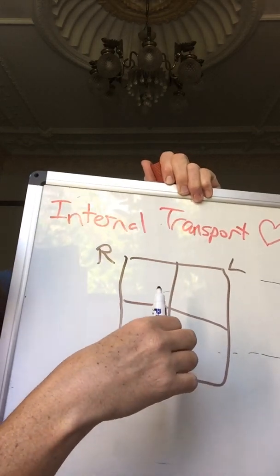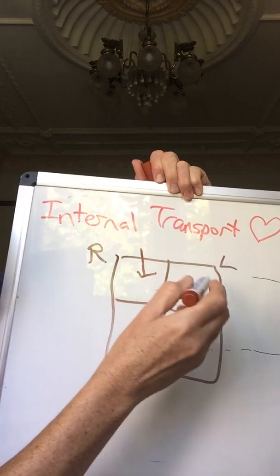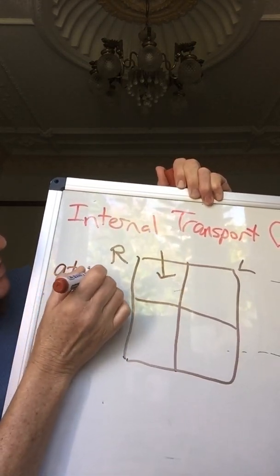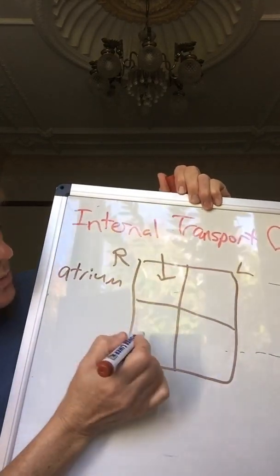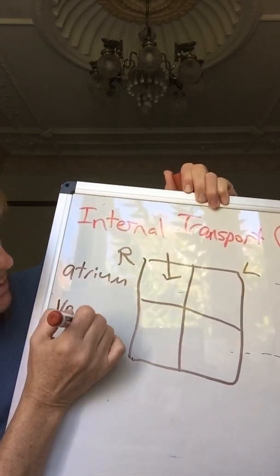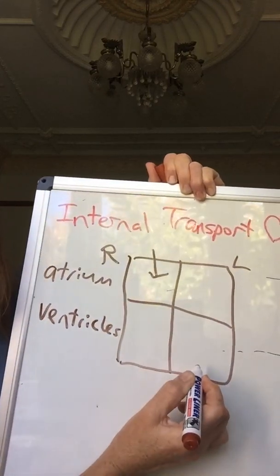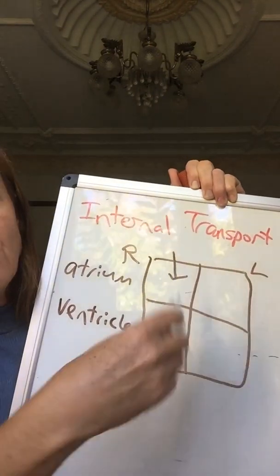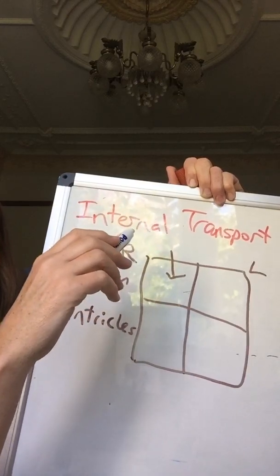So basically what happens is blood comes into one of the top chambers. The two top chambers are called atriums. So there's the right atrium and the left atrium, and the two bottom chambers are called ventricles. So there's a right ventricle and a left ventricle. Blood coming into the right side of the heart has come back from the body and is now going to be sent off to the lungs.